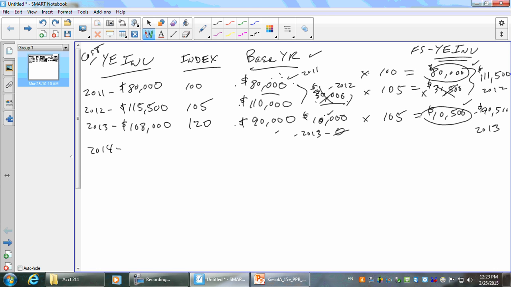2014. What's our inventory? 12,220. What's the index? Good grief, we got a lot of inflation. Okay, divide 12,220 by 1.3, and what do you get? Each one of these we divide. So, 1.3. How much is it? 94. I'm going to have a new layer for this year.